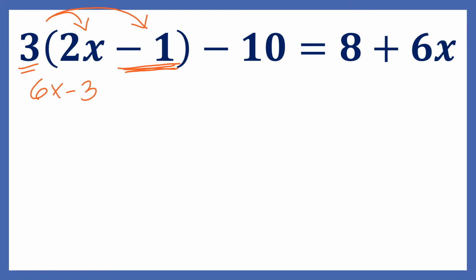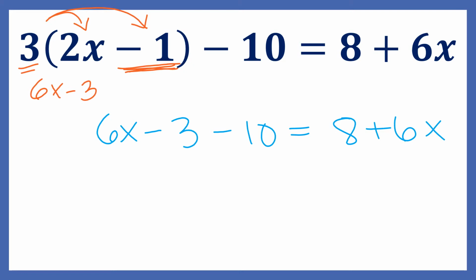Let me write this whole thing out. So now I have 6x minus 3. I'm going to bring everything else down. Now I want to make sure there's nothing I can't combine on each side. If I look on the left side of the equation, I can combine my constants, which are my numbers by themselves. Notice I'm taking the minus sign with what's behind it. That's what it belongs with. A minus 3 and a minus 10 gives me a negative 13.